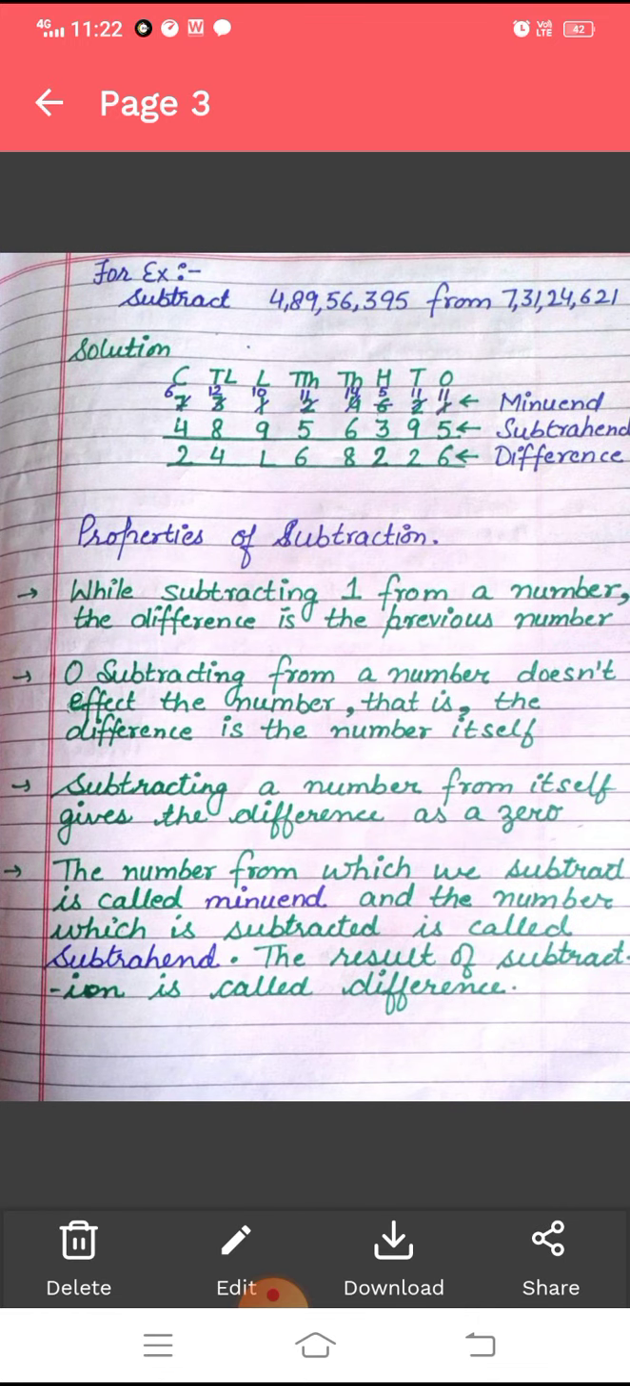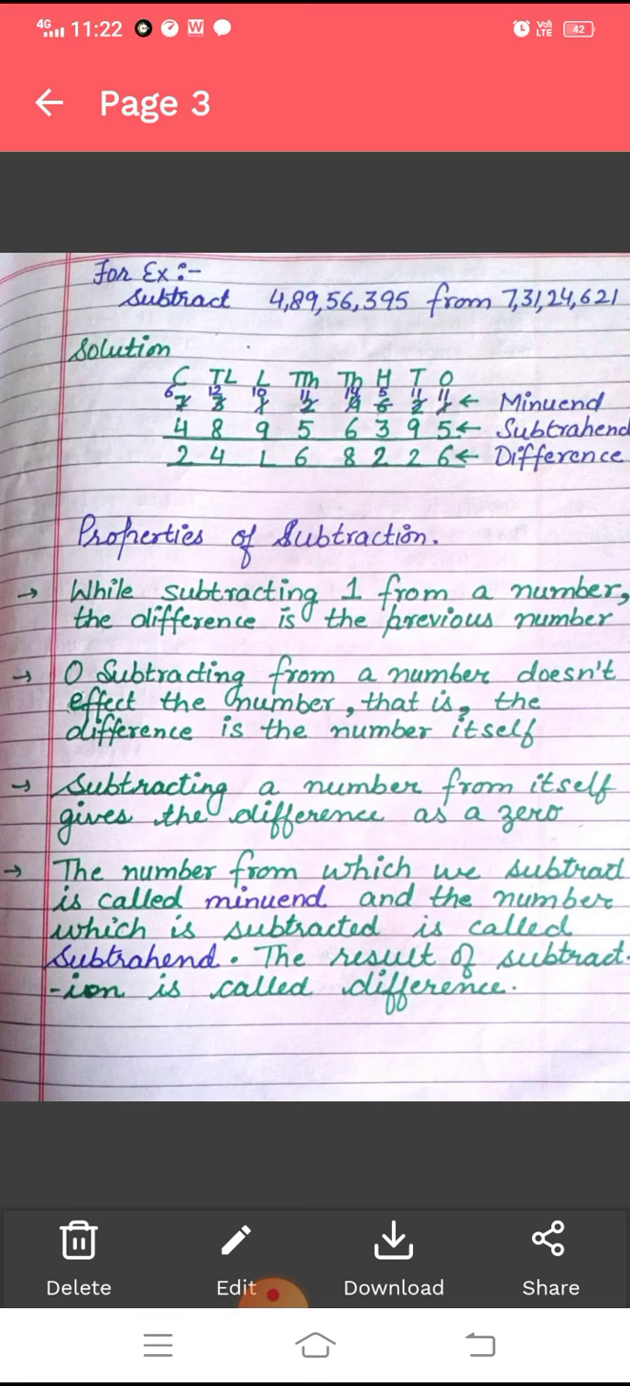Let us take an example and do the following question. Subtract 4 crores 89 lakh 56,395 from 7 crores 31,24,621. Let us write them according to their place values. The first number, the bigger number, is known as the minuend, and the smaller number is known as the subtrahend, and the result of the subtraction is known as the difference.